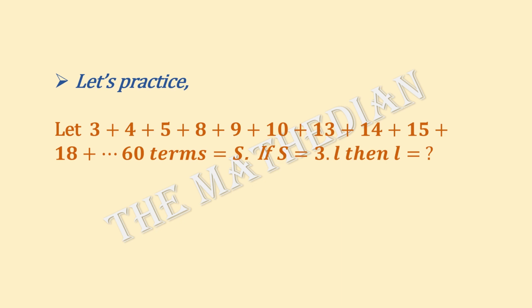Let's practice. Let 3 plus 4 plus 5 plus 8 plus 9 plus 10 plus 13 plus 14 plus 15 up to 60 terms is equal to S. If S is equal to 3 into L, then find L is equal to what?